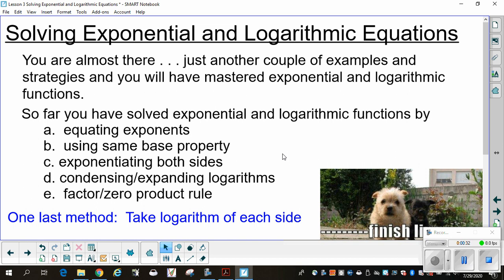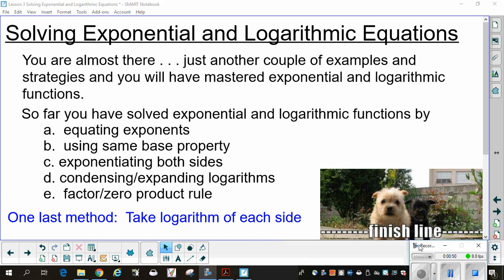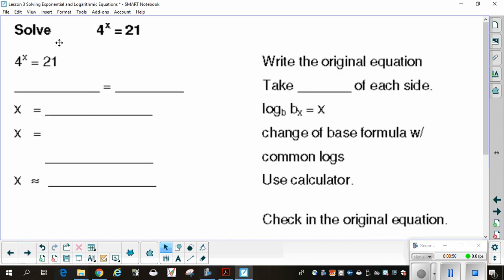So far, you've solved exponential and logarithmic functions by equating exponents, using the same base property, exponentiating both sides, pushing up, condensing and expanding logarithms, and then factoring and using the zero product rule when you wind up with a quadratic. We have one last method, and that is taking the logarithm of each side. When is that necessary? When you have a problem such as this. 4 to the x is equal to 21.